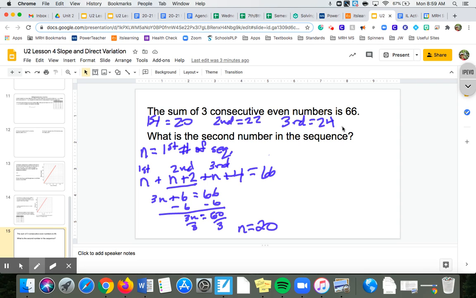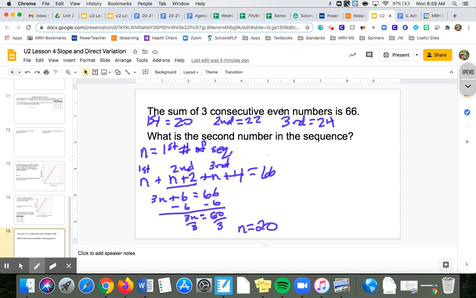And then make sure that you check your solutions here too, just to make sure, before you enter in your answer, that it is correct. So these are three consecutive even numbers, 20, 22, 24. Do they add up to 66? 20 plus 22 is 42. 42 plus 24 is going to be 66. So we know that that is correct.